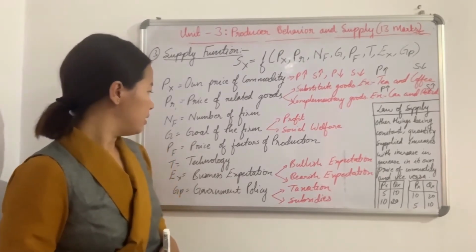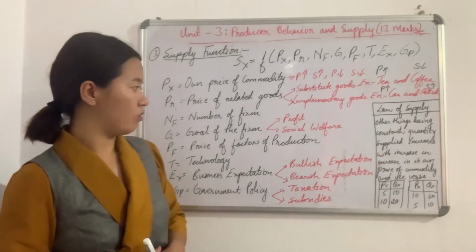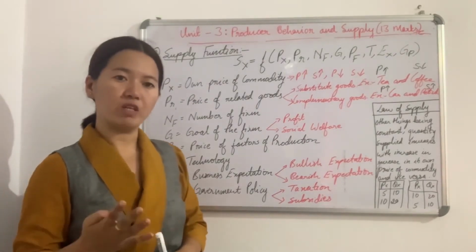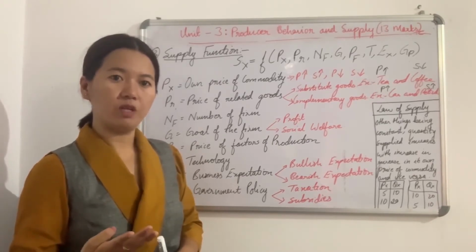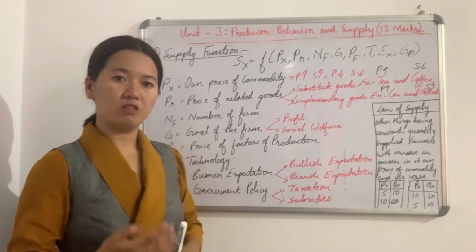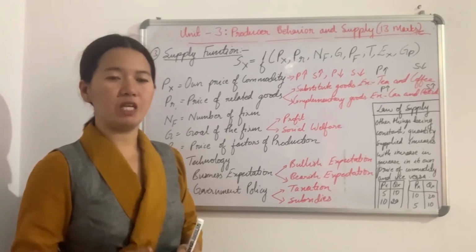The next is the price of factors of production. We have 4 factors of production, that is land, labor, capital, and entrepreneur. So the prices of these factors of production would also lead to change in supply.